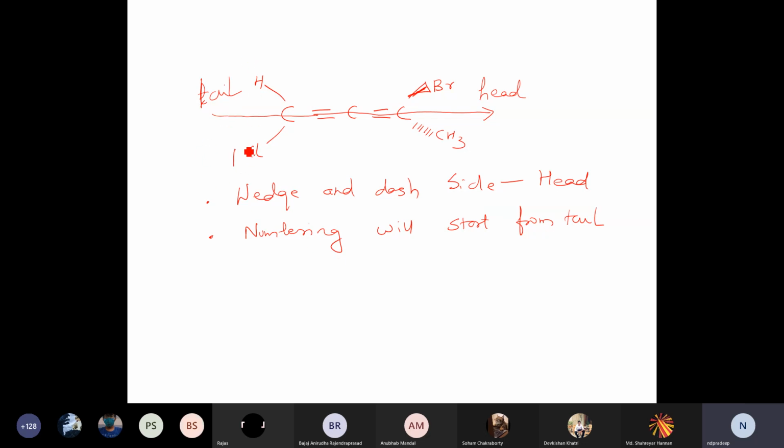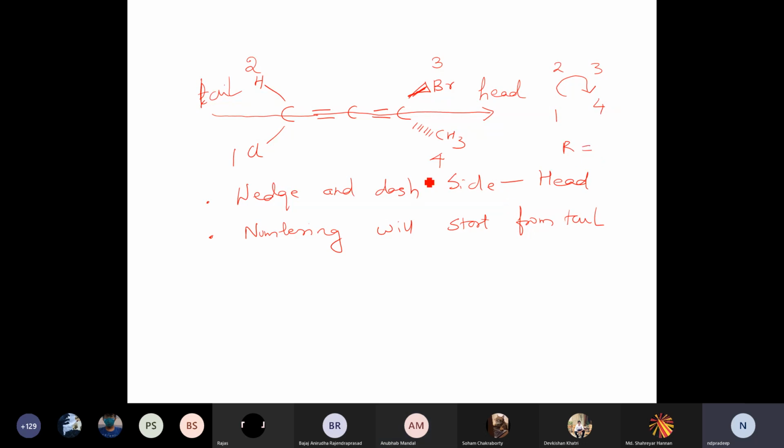So can I start the numbering? If I start, this is 1, this will be 2, and which will be 3? Bromine. Very good. And then the methyl will be 4. So then I can draw the direction clockwise. It looks like 1, 2, 3, 4. So what direction is this? R.